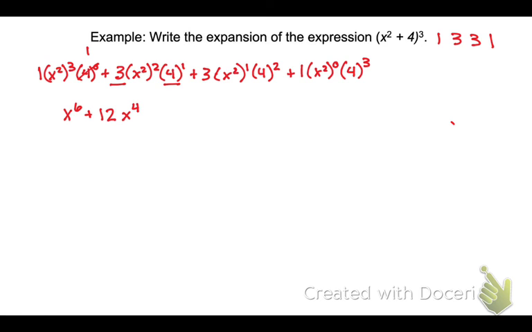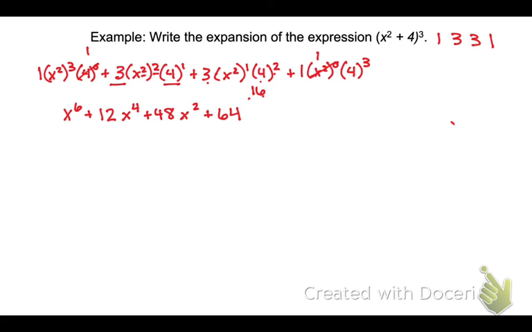Where'd you get the 4? Because I have 2 times 2. I have x squared squared. So I have to take 2 times 2. And then I have 4 squared, which is 16. So it's 48. So plus 48x to the second. And then x squared to the first is 1. So I have 4 cubed, so 64.